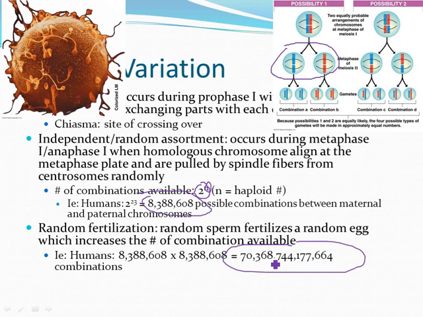unique we are, how many variations of the different types of gametes that we can form and then fuse together to form. 1 out of 70 trillion will be identical with each other. And even that's not considering the crossing over portion of it, right? We're just talking about independent assortment and this random fertilization occurring.